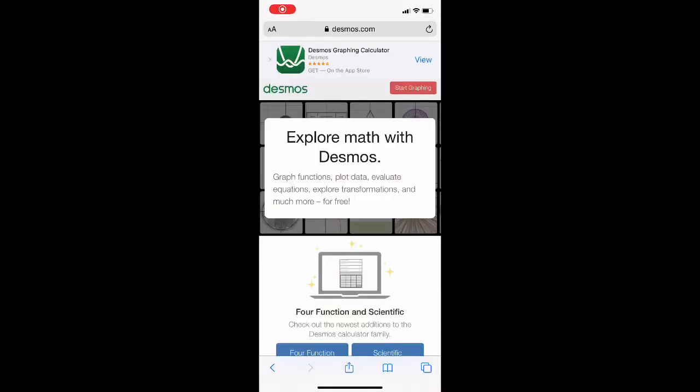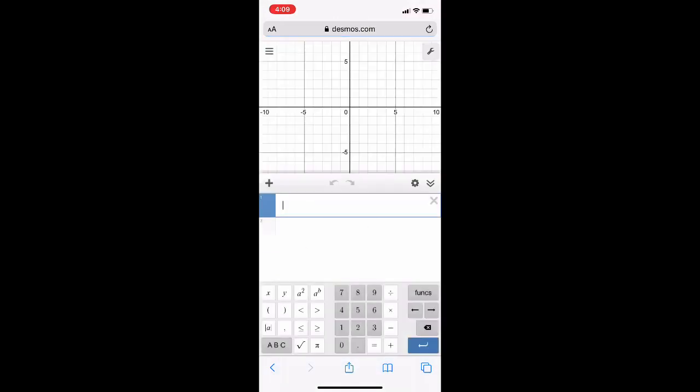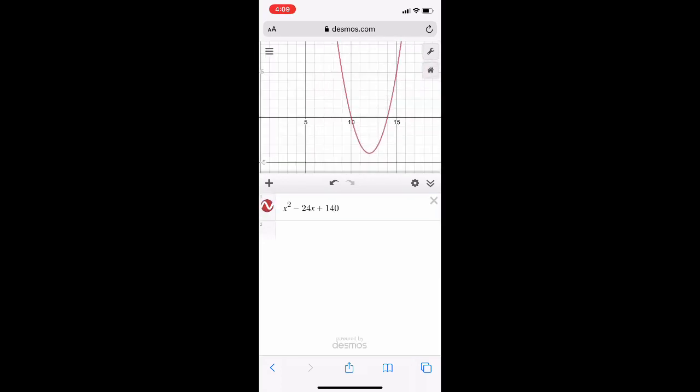So instead of factoring by hand, we can go to Desmos.com. This is where a lot of you have been using the scientific calculator already, but we're actually going to graph. We're going to type in our function, which was x squared minus 24x plus 140. And then we can see that there are two solutions, 2 points where we are crossing the x-axis.